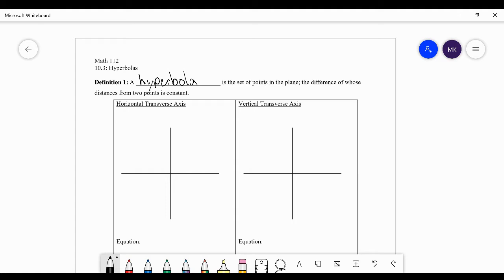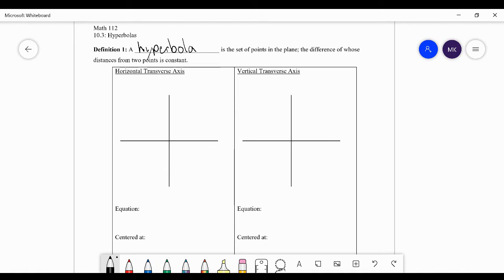So just writing that out is very weird, and you're like, how in the world? But let's get these two first simple examples where they're centered at the origin. We'll get those drawn out, and then from there we can look back at this definition. And so a horizontal transverse axis and a vertical transverse axis. So those are the two terms basically talking about which direction our hyperbolas open.